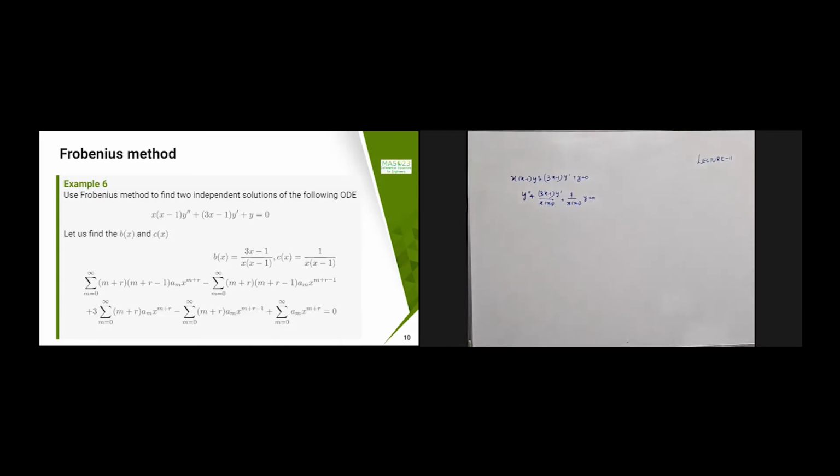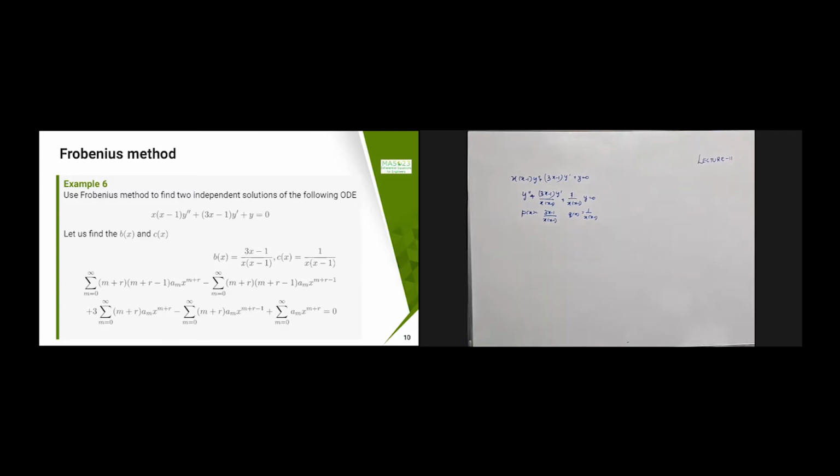Therefore, p of x is going to be (3x minus 1) divided by x(x minus 1), and q of x equal to 1 by x(x minus 1). You can see that p is not analytic at x equal to 0 and x equal to 1, and q is also not analytic at x equal to 0 and x equal to 1. Whereas x times p of x is analytic at x equal to 0, so it is a regular singular point. x square times q of x is also fine, so that is also a regular singular point. Similarly, x equal to 1 is again a regular singular point.